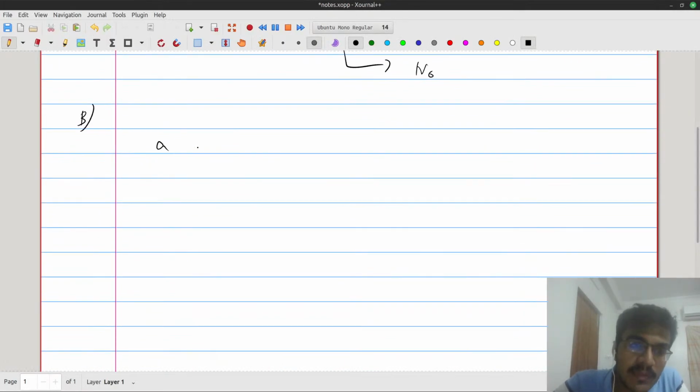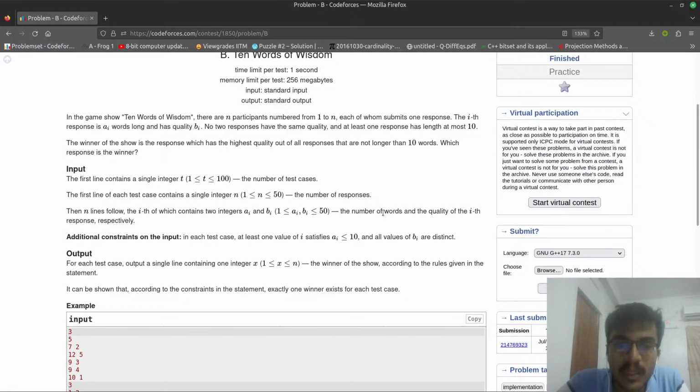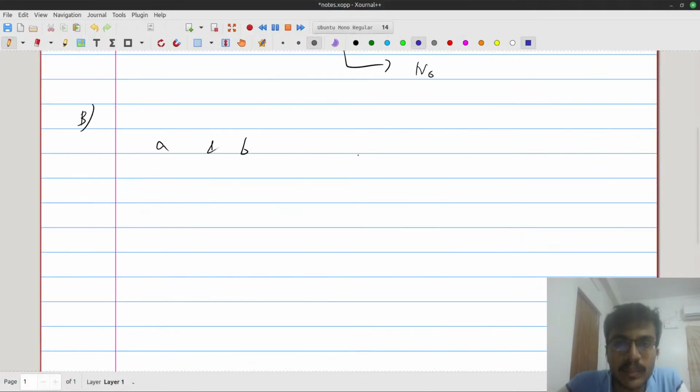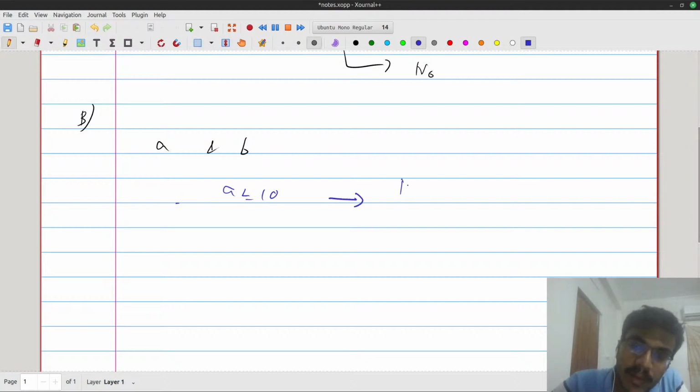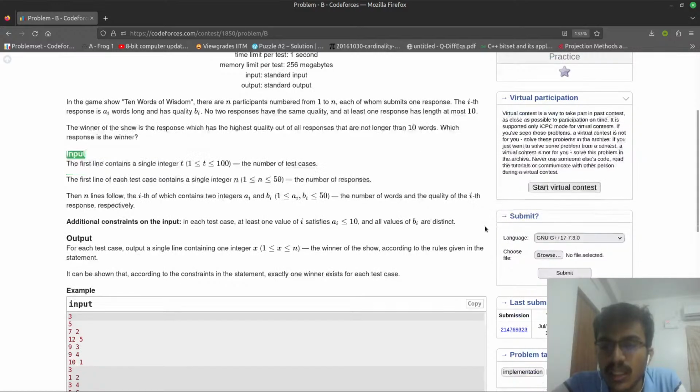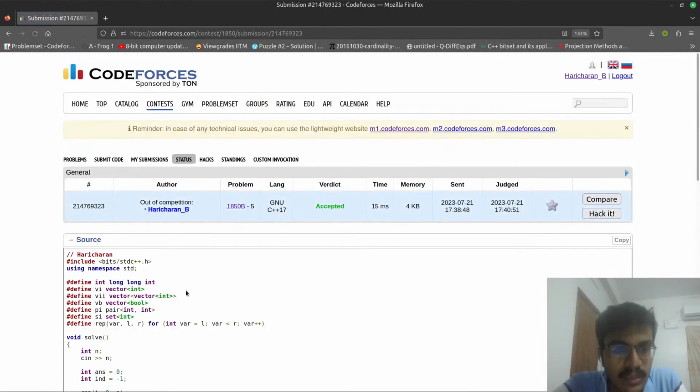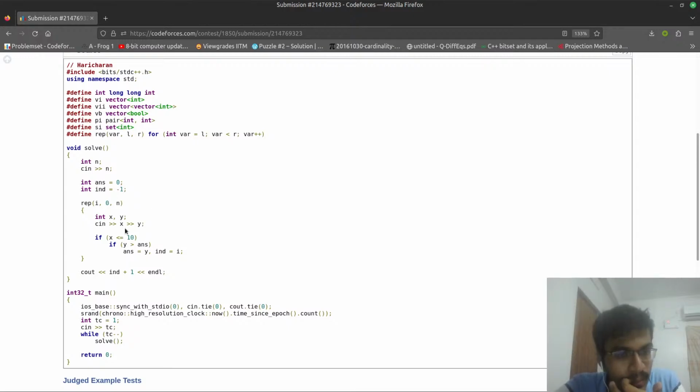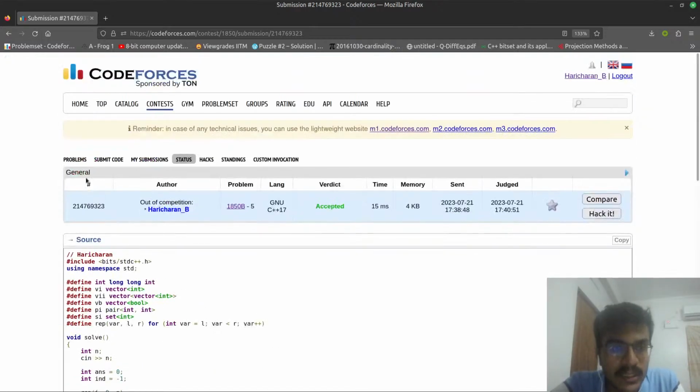So for B, we are given various values of A and B, right? Think of A as the number of words and B as the quality. We want A to be within the limit of 10 words. So whenever A is less than or equal to 10, we find the maximum value of B. That's basically my solution. I'll quickly show you my code also. It just takes inputs and checks if A is within the limit. If it is, we find the corresponding index where the value of B is the largest. Hopefully that's clear, right?